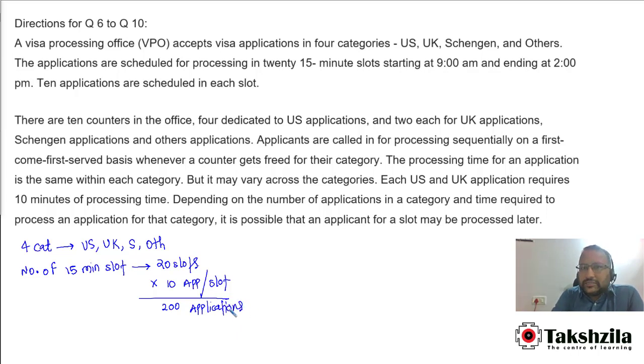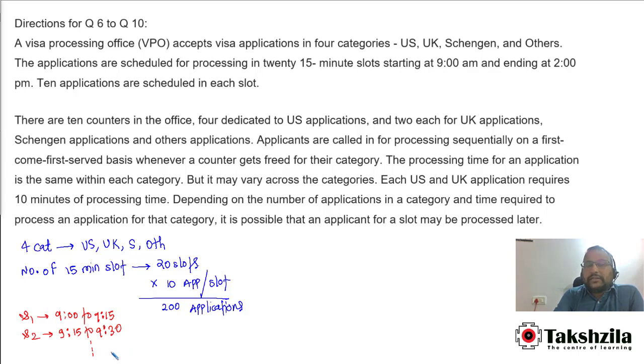The slots start from 9 a.m. to 2 p.m. and every slot is of 15 minutes. So from this we can conclude that slot 1 is 9 a.m. to 9:15. Similarly, slot 2 is 9:15 to 9:30 and so on. Likewise, there are 20 slots. So we're done with the first paragraph.